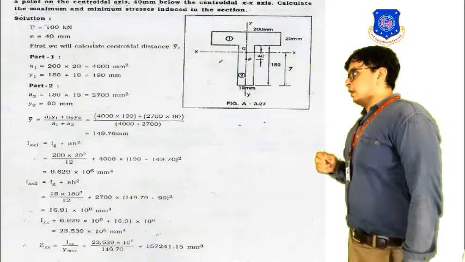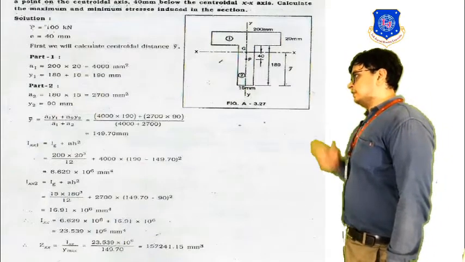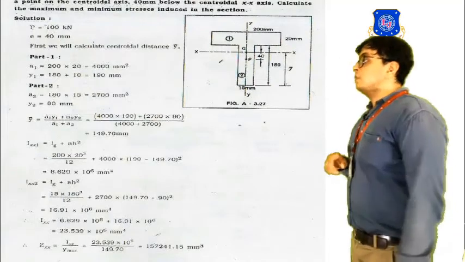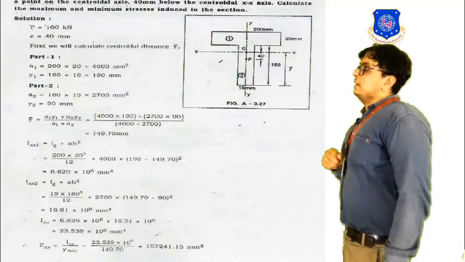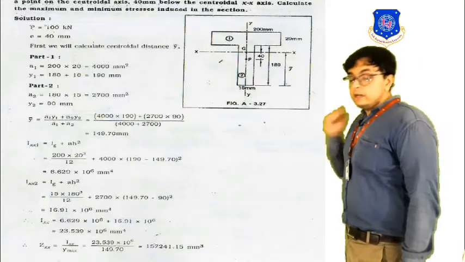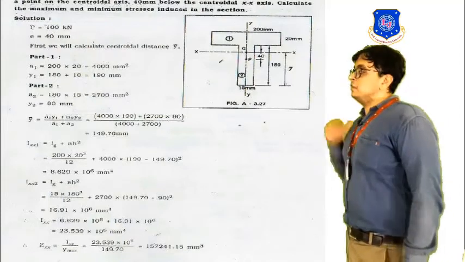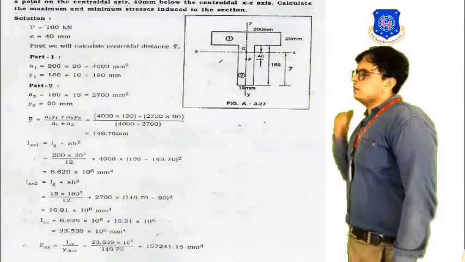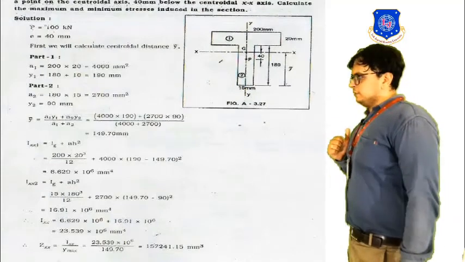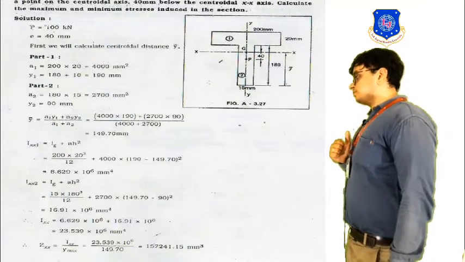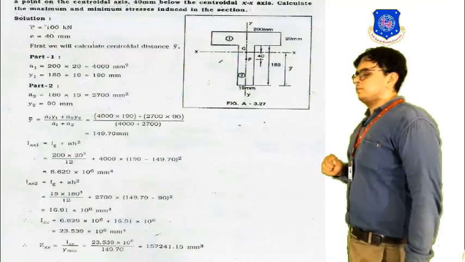Okay, and we have to divide it by the centroidal axis, y bar, whose value is 149.7 millimeter. By this, we are getting the final value of 157,241.5 millimeter raised to 3, that is millimeter cube. Okay, so in this way we have got the section modulus. That will be utilized for our calculation.